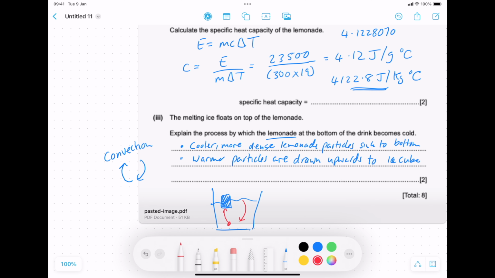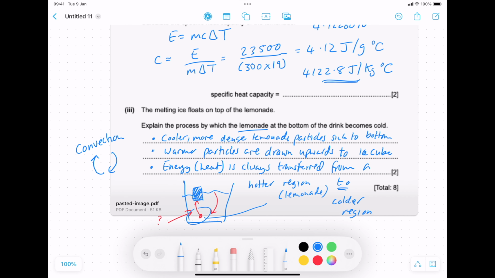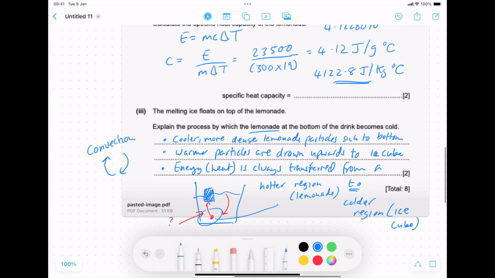So why do the warmer particles move to the top? The reason why, which is our third point, is that energy, in this case heat, is always transferred from a hotter region, which is the lemonade, to a colder region. And the colder region is, of course, the ice cube. So those warmer lemonade particles are drawn towards the ice cube. And what does that cause? It causes it to melt. And then the cooler, more dense lemonade particles move downwards and take their place.